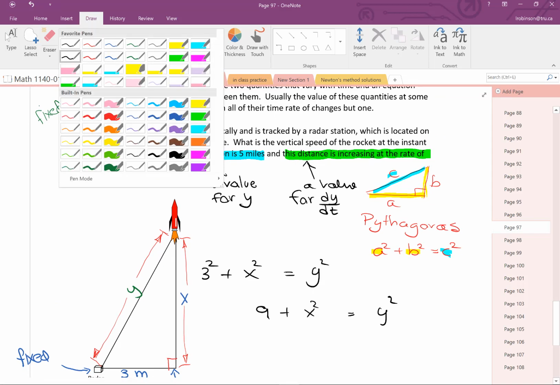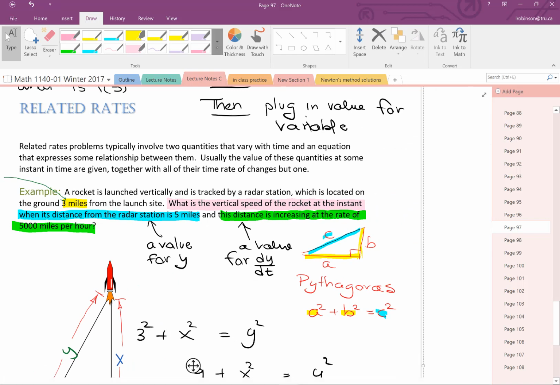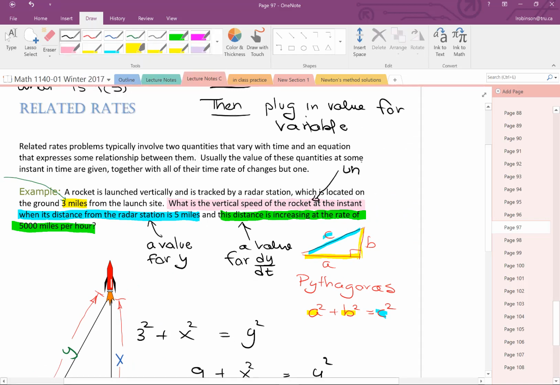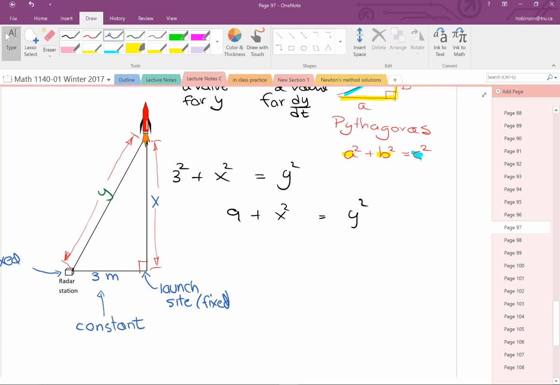there's always an unknown rate that you're trying to find. What is the vertical speed of the rocket? So that's our unknown rate, and in this case that is dx dt. So anyways, now that we've got our equation, we come along and we do d by dt of both sides.